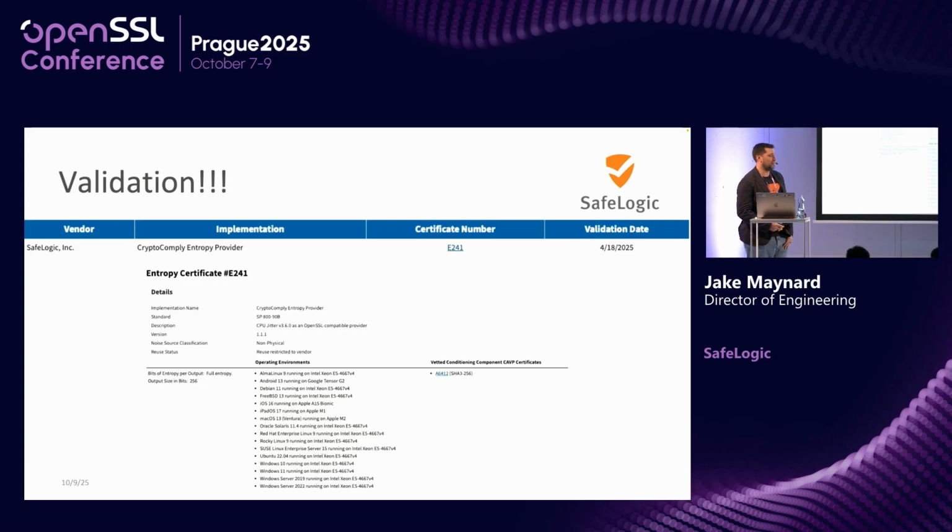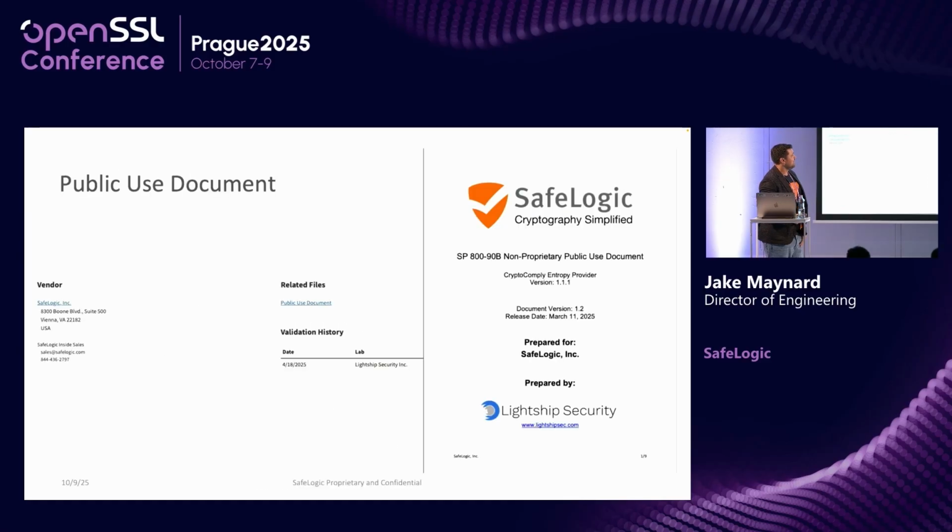You can find our certificate in the NIST ESV search. Here you can see it's E241. You can also see the 16 OEs that we physically tested. And if you click on the link to the E241, as Adam said, you can access the public use document, which contains information for usage and some of the min entropy information.